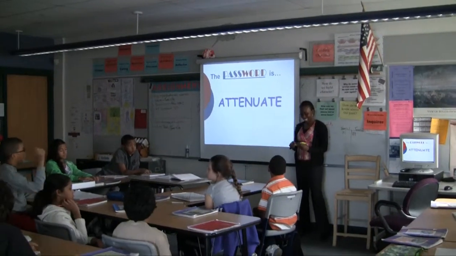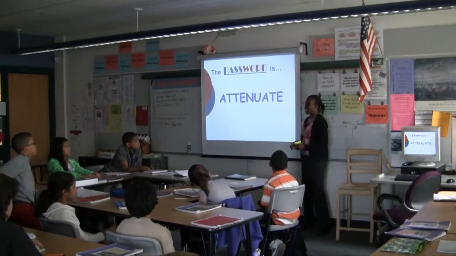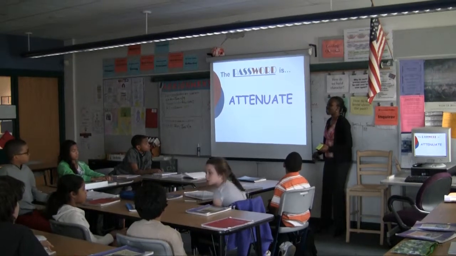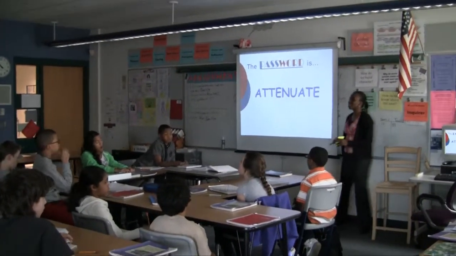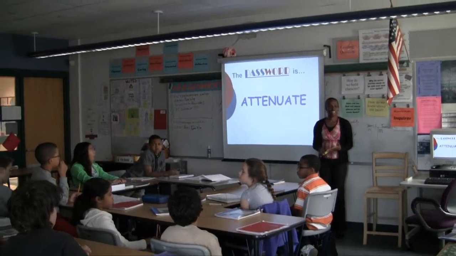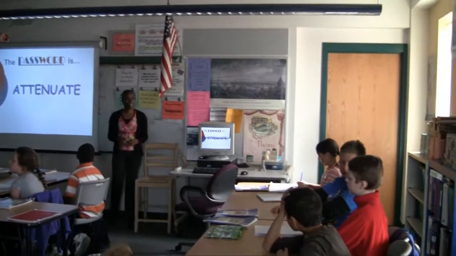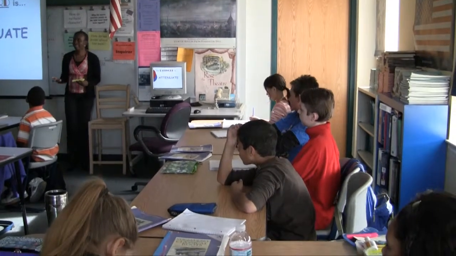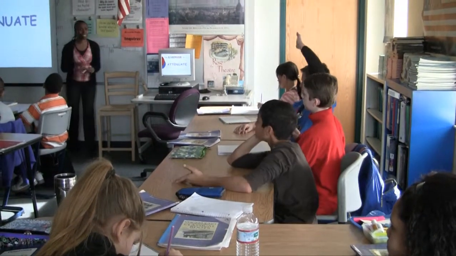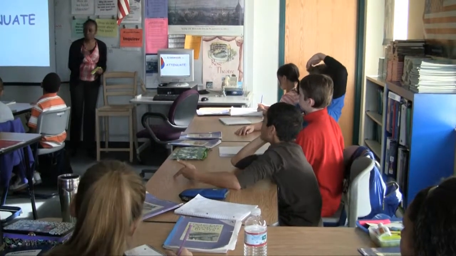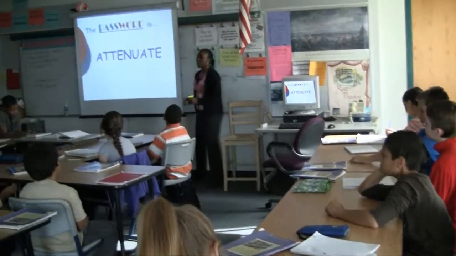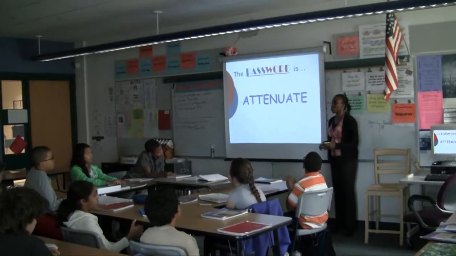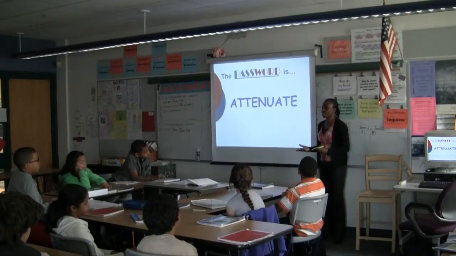Sunny? To make slender or to make it thin. To make slender or to make it thin. You got the point, but I'm also looking for the other definition. Michael? To make it thin, but there's also, did you say to make it thin? To weaken. So, attenuate not only means tender or slim, but also to weaken.